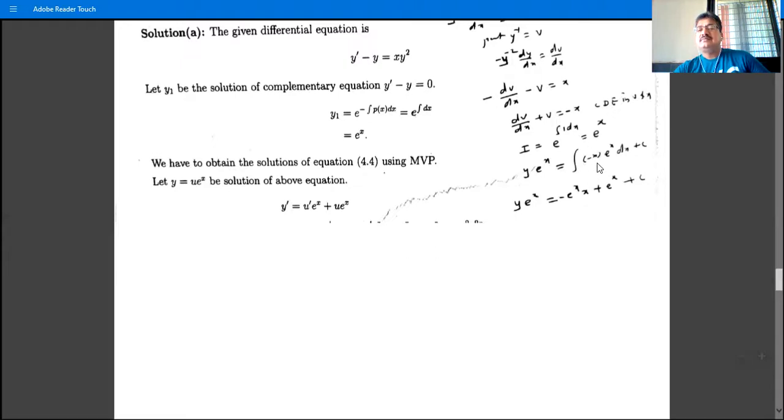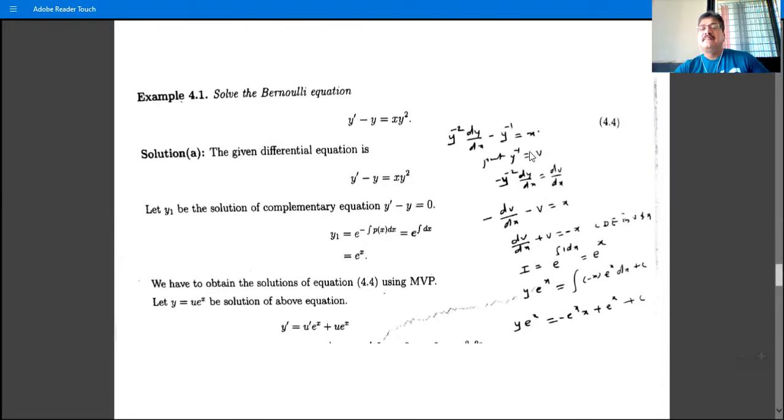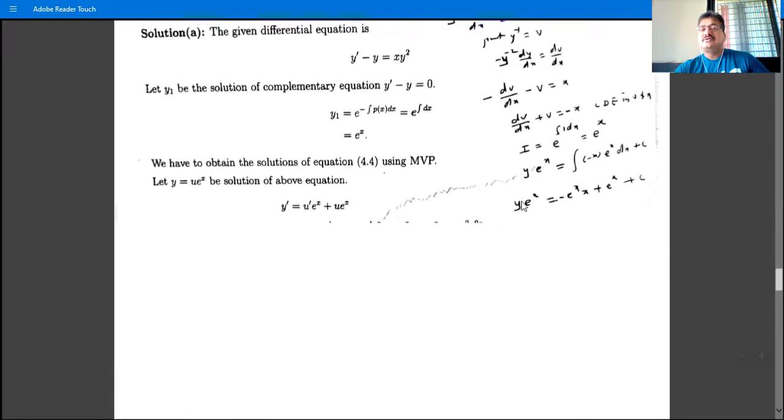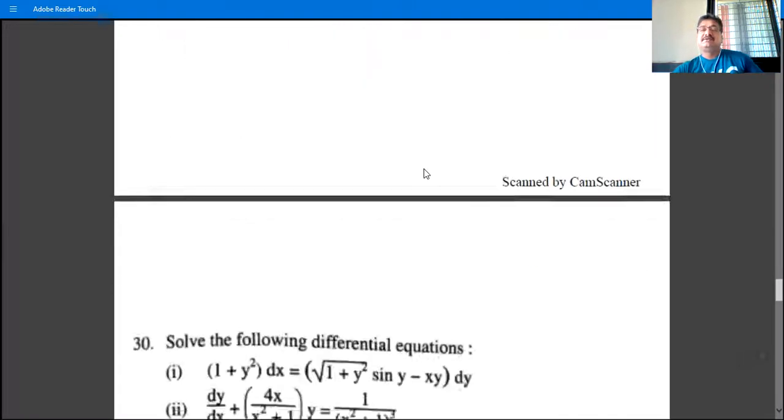The integration of this is by using integration by parts, this step. And then substitute V as y raised to minus 1. So here y raised to minus 1 e raised to x is equal to this, and this is the general solution of the given differential equation.